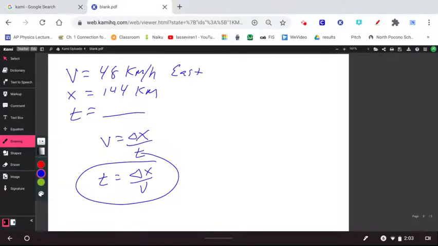So we plug in our numbers, and we would have 144 divided by 48. Don't forget your units in your answer, so it would be 3 hours.